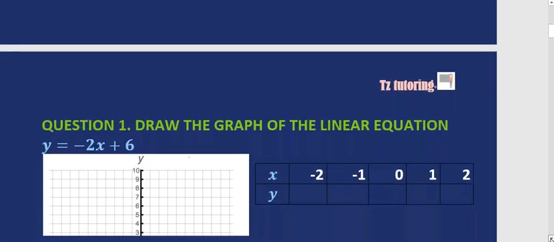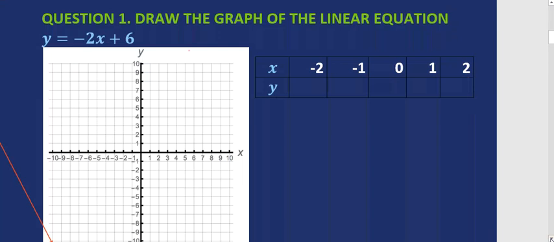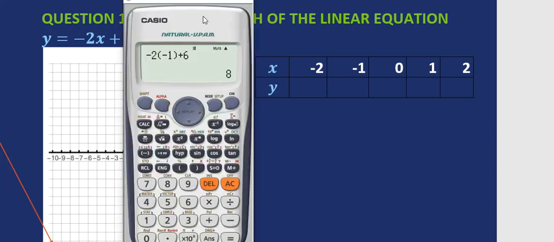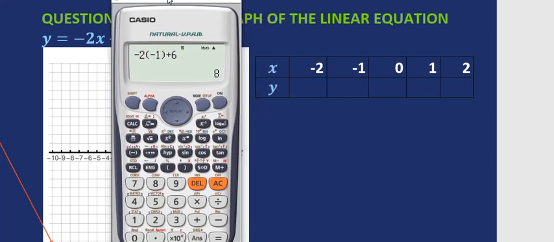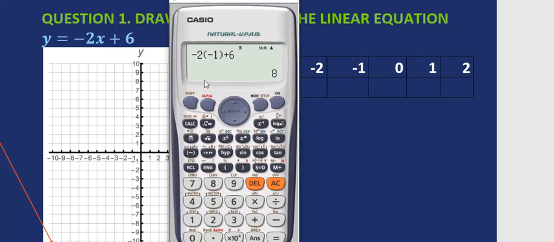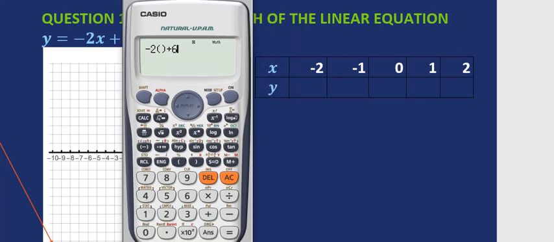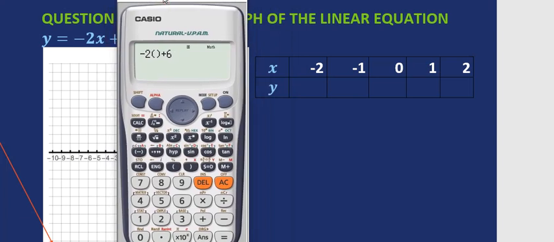Let's go on to the questions. Question 1. You've been asked to draw the graph of the linear function. This is very easy. We can do this in two ways. The one way to do this is we could substitute points. So that is our function. Instead of x, we'll just put brackets there, and we want to substitute different x values into the equation.